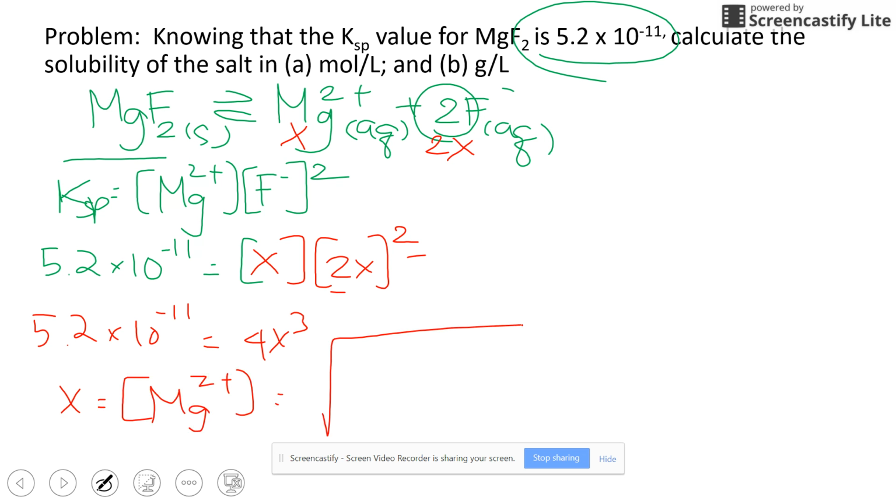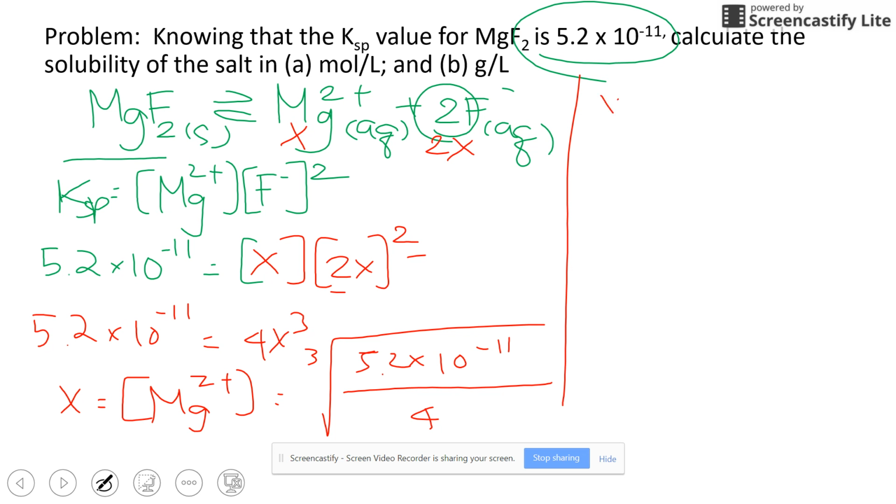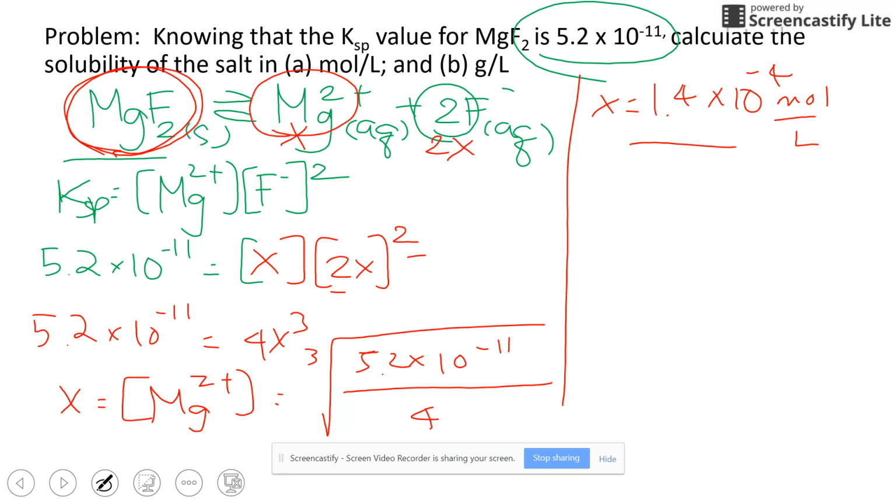So you want to solve for X, which will represent the concentration of magnesium ion. It is going to be the cube root of 5.2 times 10 to the negative 11, divided by 4. And this X, which represents the concentration of magnesium, will come out to be 1.4 times 10 to the negative 4 mole per liter. Then we can say that the solubility of magnesium fluoride is equal to 1.4 times 10 to negative 4, because the ratio between magnesium and magnesium fluoride is 1 to 1.